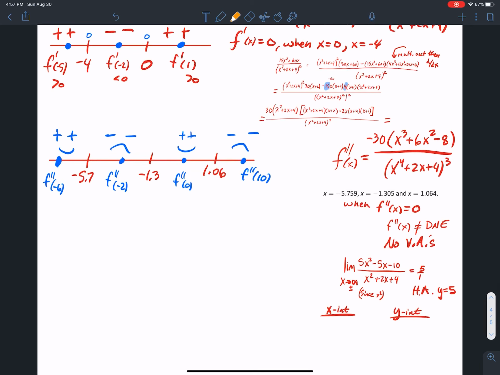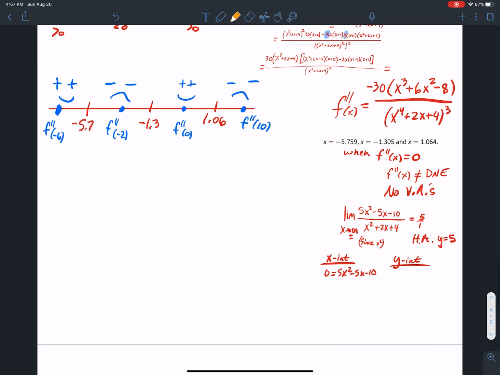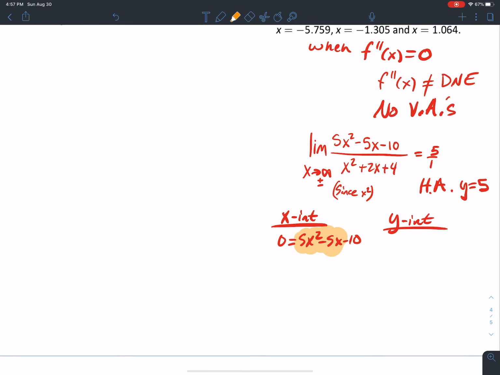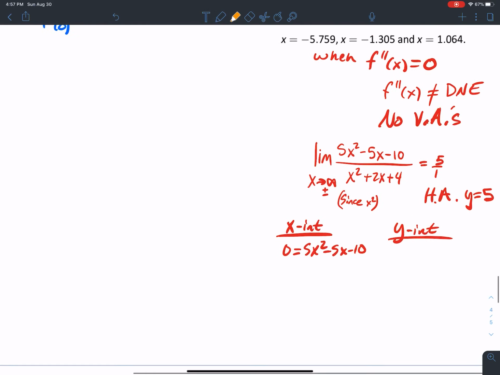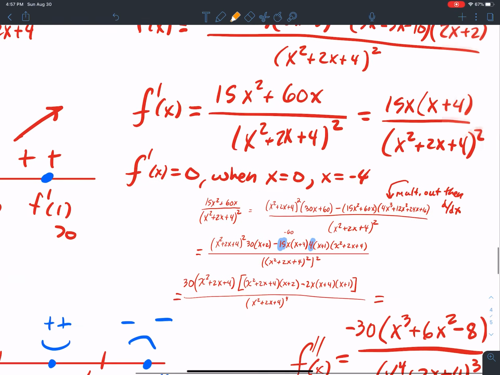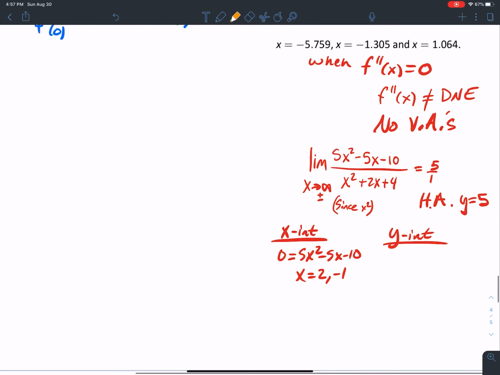Now I just need to find the points and the x-intercepts. For the x-intercept, I set y equal to 0. To do this, the only time a fraction equals 0 is whenever the numerator equals 0. We don't even care about the denominator because that can't be 0, right? So we set the numerator equal to 0. You can factor, and you're going to get x equals 2, x equals -1.